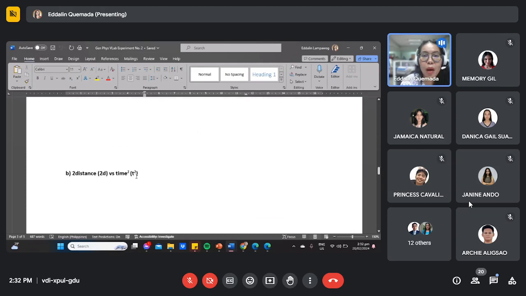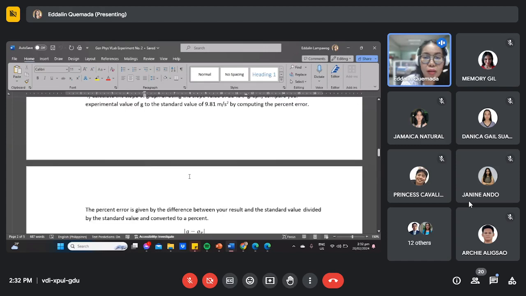Okay? Ma'am, unsay purpose aning 2D versus time squared graph? I am including this because in this type of graph, the 2D versus t squared, I'll be asking you to calculate the slope of the line, because the slope of this given 2D versus time squared graph gives you the experimental value of g. The slope is just equal to g, or acceleration due to gravity.